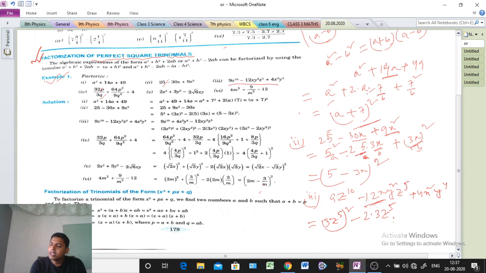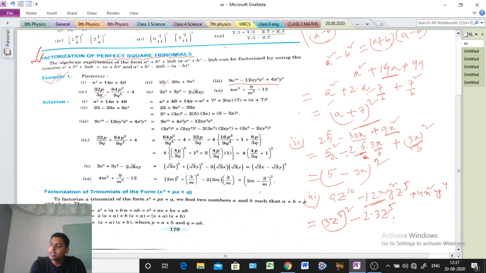32p by 3q plus 64 p square by 9q square plus 4. This is the question. 32p by 3q plus 64p square by 9q square plus 4. This is the question, very, very important. Question number 4. Okay, so what to do here?